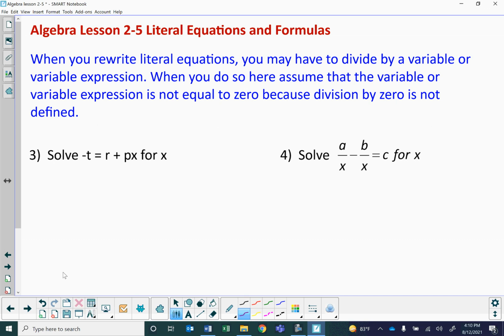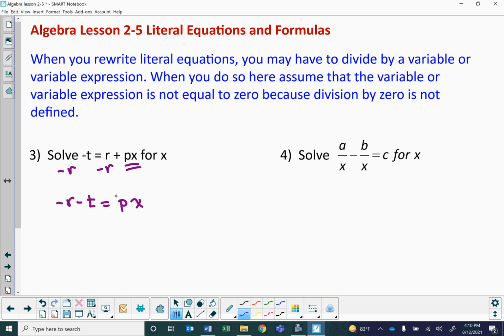Number 3 here says solve negative t equals r plus px, and we're going to solve this for x. All right, so I need to get anything with an x all by itself. So that means I need to get this px by itself. So the first thing I'm going to do is subtract r. So I have either negative t minus r or negative r minus t, I don't think it matters, is going to equal px.